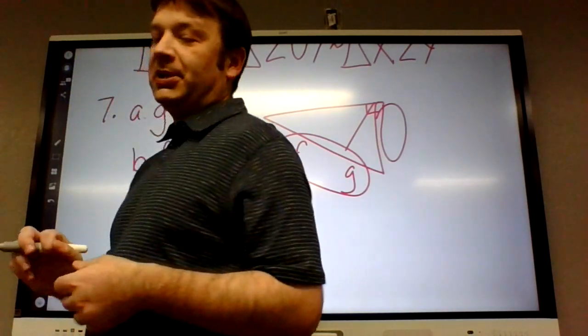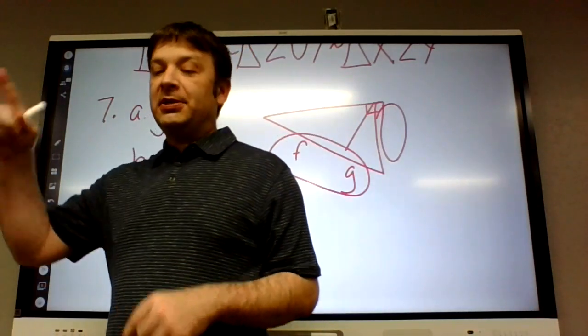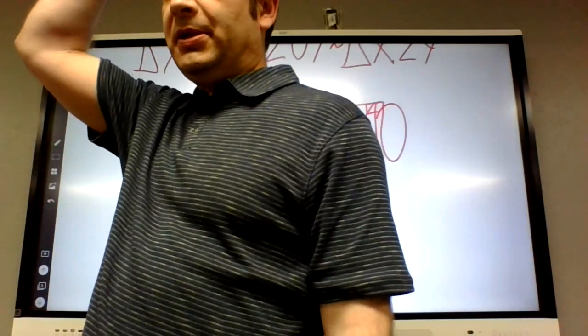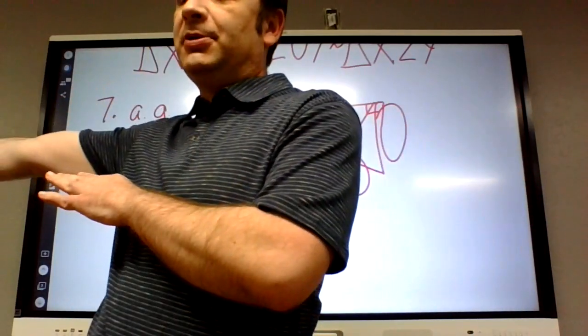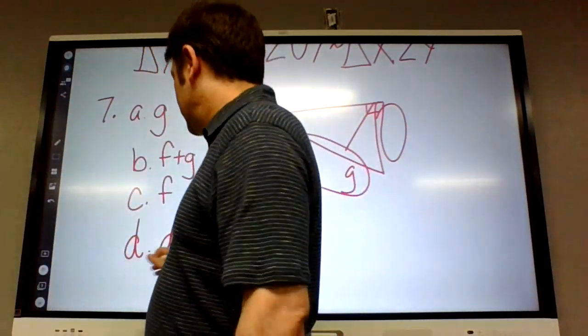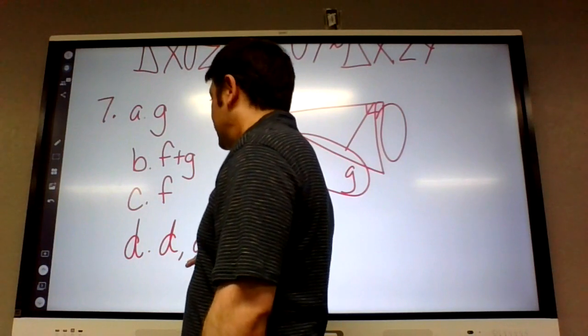But there's another blank. Did you guys see it? On the top right, across from the hypotenuse of the big triangle, we need the hypotenuse of the little triangle, which is D. Which is also D.